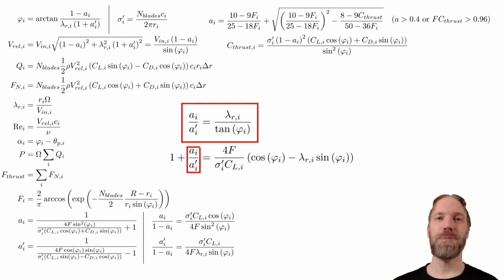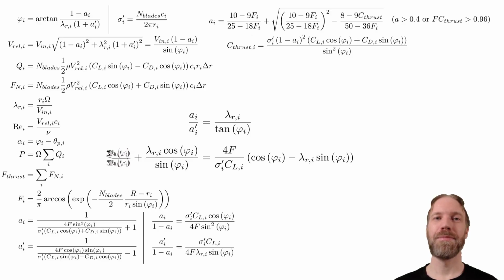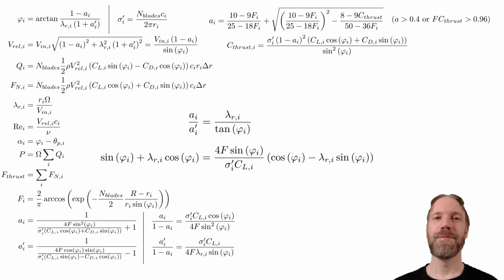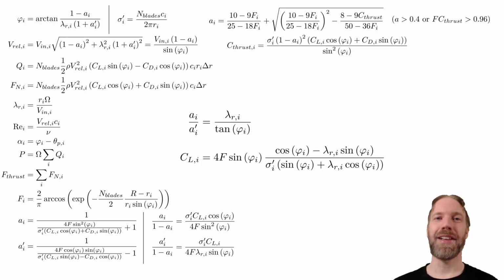Insert our relationship between the induction factors. 1 over tangents is cosinus over sinus. Write 1 as sinus over sinus. Multiply both sides by sinus. Solve for CL. This is yet another equation from the book.